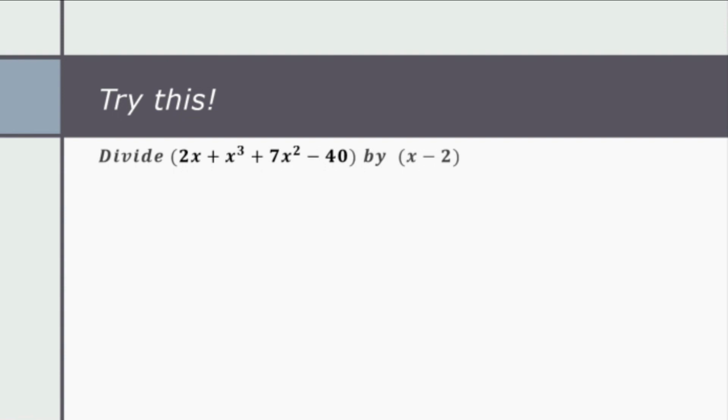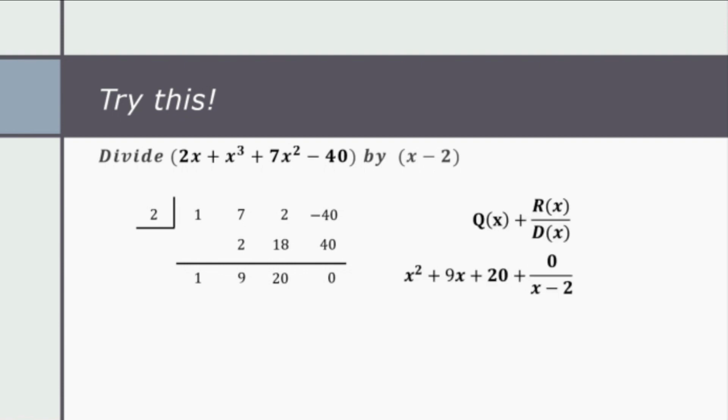Okay, when we divide x raised to 3 plus 7x raised to 2 plus 2x minus 40 by x minus 2, the answer is x raised to 2 plus 9x plus 20. Again, the answer is x raised to 2 plus 9x plus 20. Did you get it right?